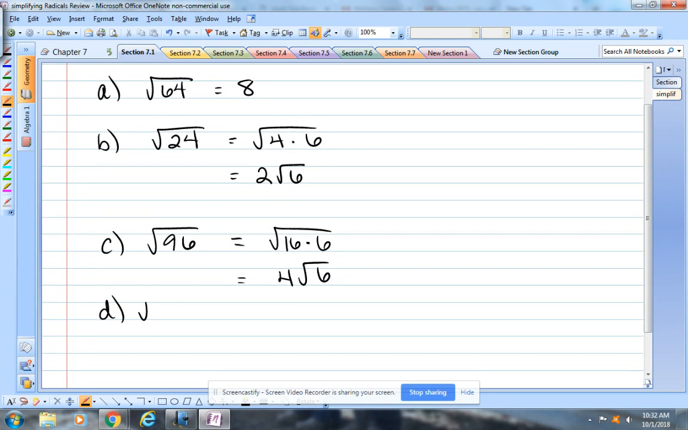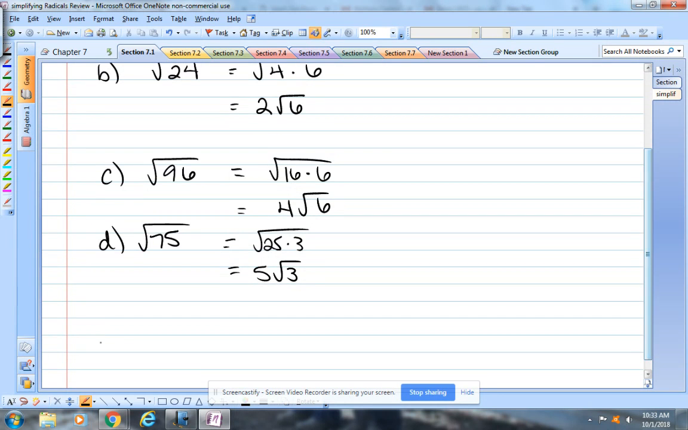What about radical 75? What's the largest square that goes into 75? 25 times what? So what does that produce to? 5 radical 3. Any questions? Alrighty.